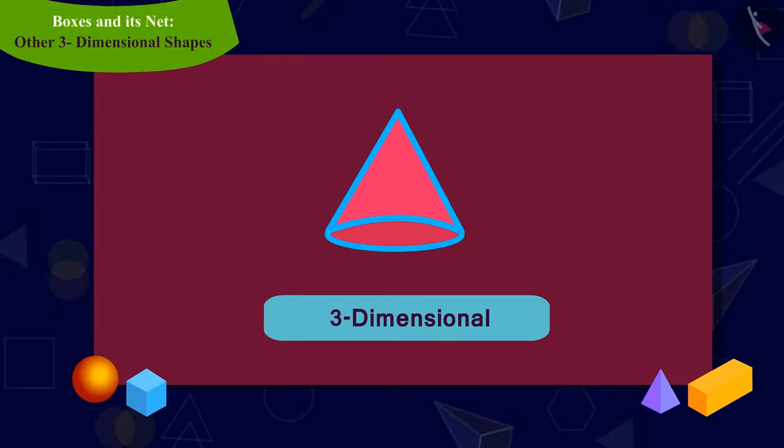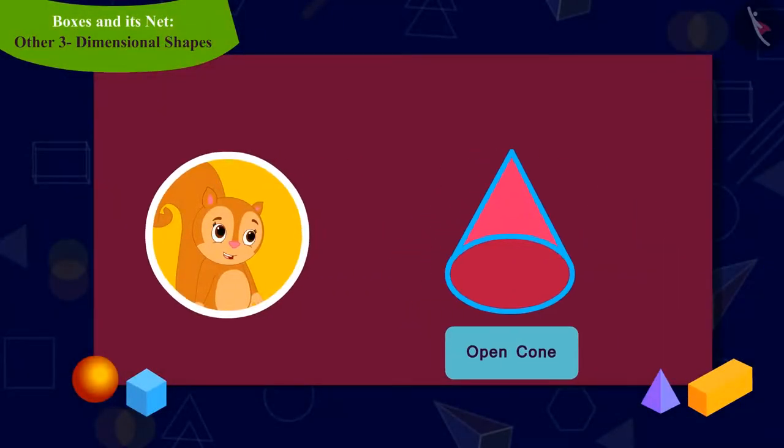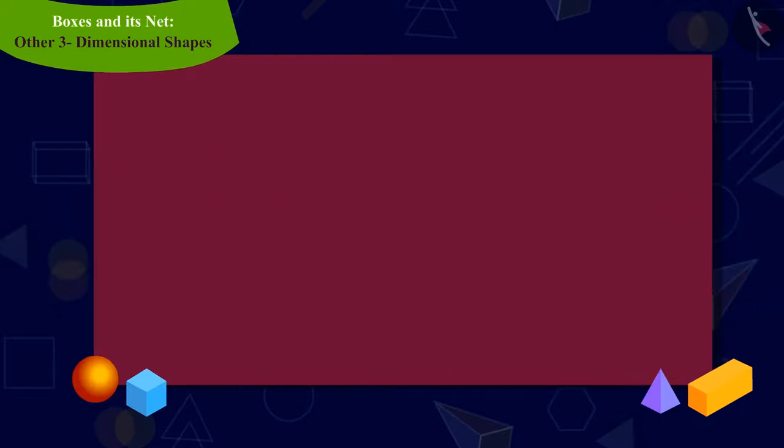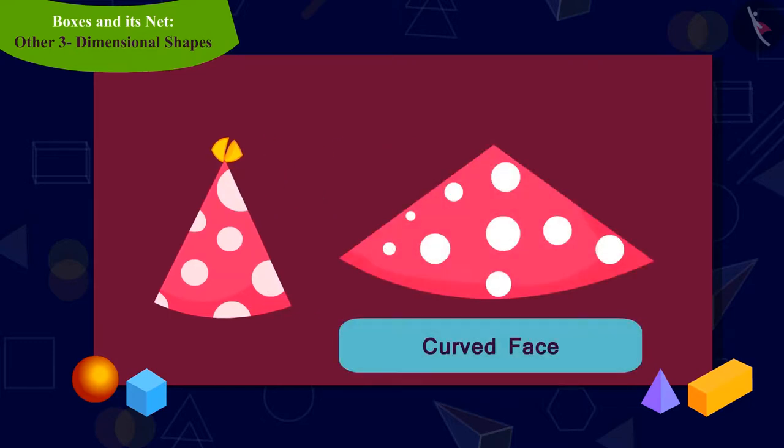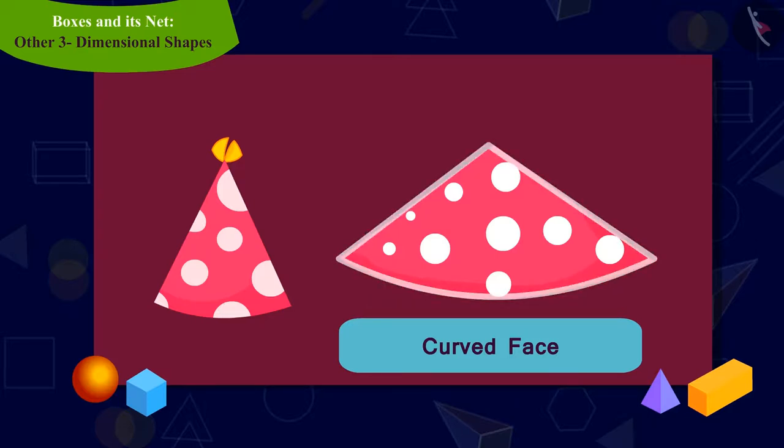It is a three-dimensional shape which has only one curved surface. Chanda, in order to know the shape of the net of the open cone, took a hat and opened it in a way. Kids, the shape of the net of an open cone looks like this figure.